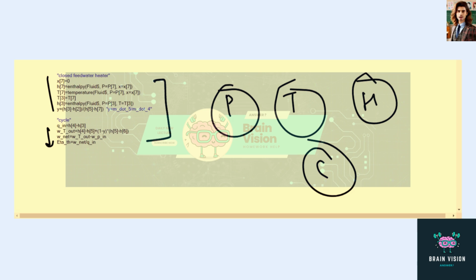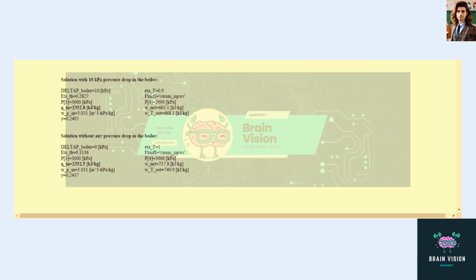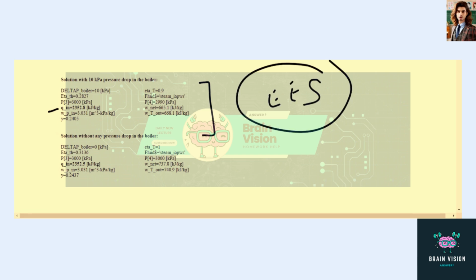So let's see, for a 10 kilopascal pressure drop in the boiler, what are the values that we are going to get? As you see here, the solution with 10 kilopascal pressure drop in the boiler. So the Q in would be 2352.8, keeping all these values, right? This is the EES.